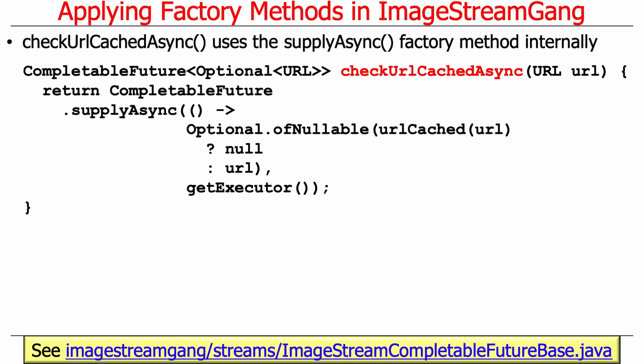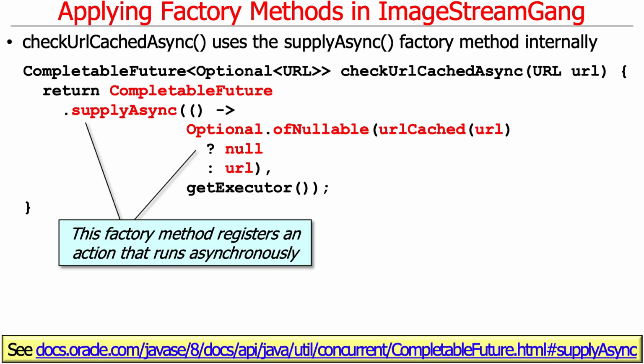OK, so let's take a look at this method. This is checkURLCachedAsync. That's the name of the behavior, the method. And as you can see, it's passed a URL. And this factory method then registers an action that will run asynchronously. So we use CompletableFuture.supplyAsync, passing it this action.